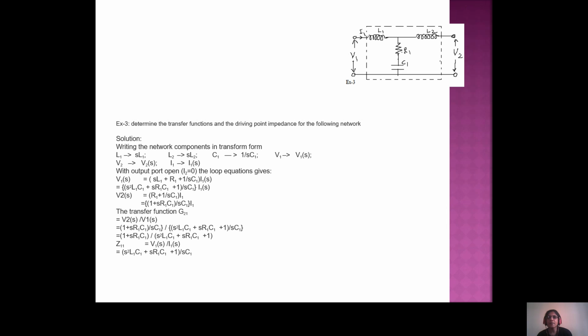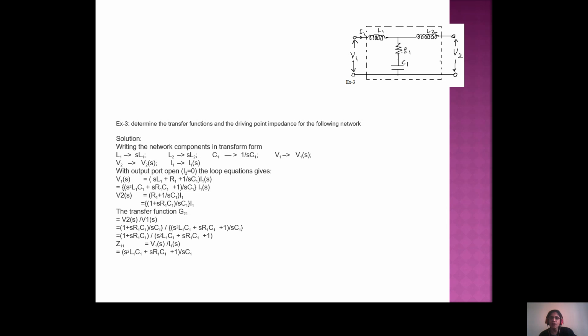Next, another problem: determine the transfer functions and the driving point impedance of the following network. Here also they gave 2 inductors, 1 resistor and 1 capacitor. So first we write the network parameters: L1 is S into L1, L2 is S into L2, C1 is 1 by S C1, V1 is V1 of S, V2 is V2 of S, and I1 is I1 of S. With the output port open, I2 must be equal to 0. Whenever you put I2 as 0, L2 drops out.